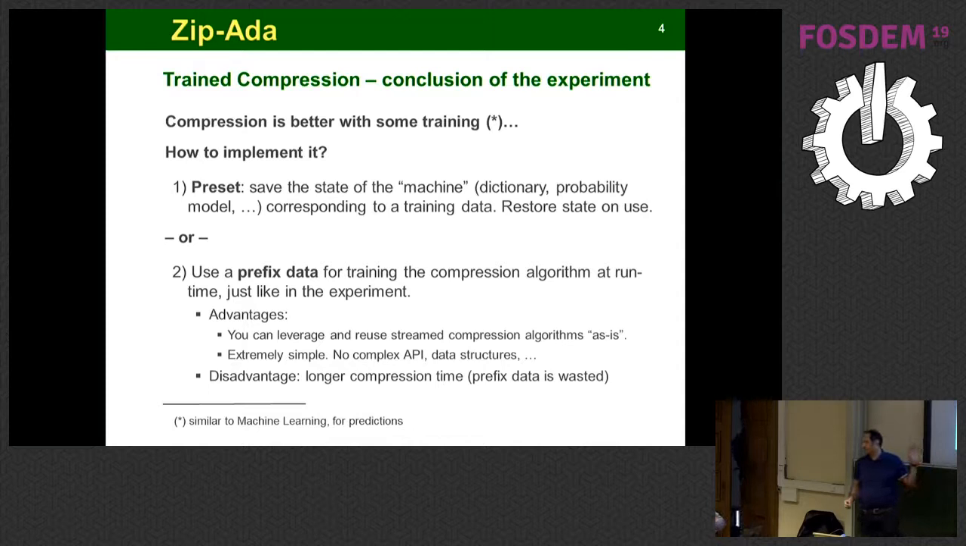So as I see it, perhaps there are more ways, but I see basically two ways of doing that. Either you compress, say, text 1, and you save everything from the compression algorithm: the dictionary, the probability model, and the state of the finite state machine, basically. Actually, this information can be a very large bunch of data, much larger than the things to be compressed. Or you use prefix data. So you do exactly like in the experiment. You feed the algorithm with text 1, but you won't use it live. It's just for training the compression algorithm. And then text 2 is what you want to compress.